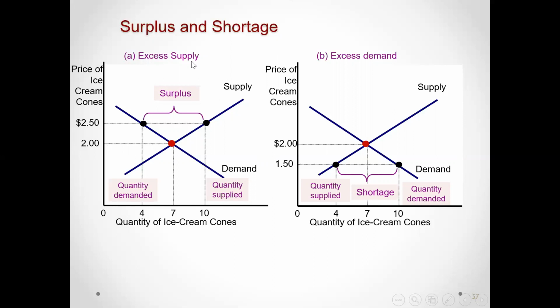Okay, now here you have excess demand. This is when you are below equilibrium price. هنا equilibrium price is 2. Now it's 1.5.